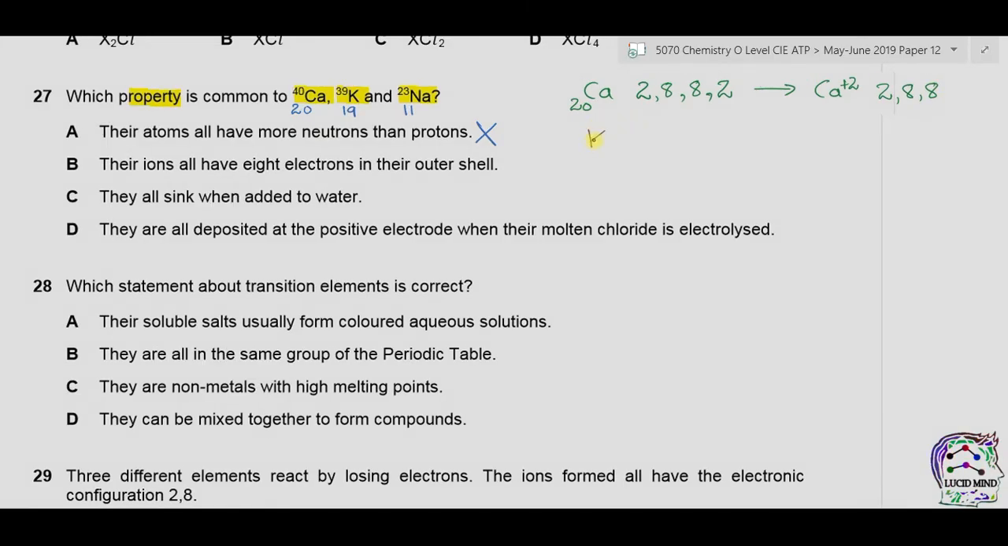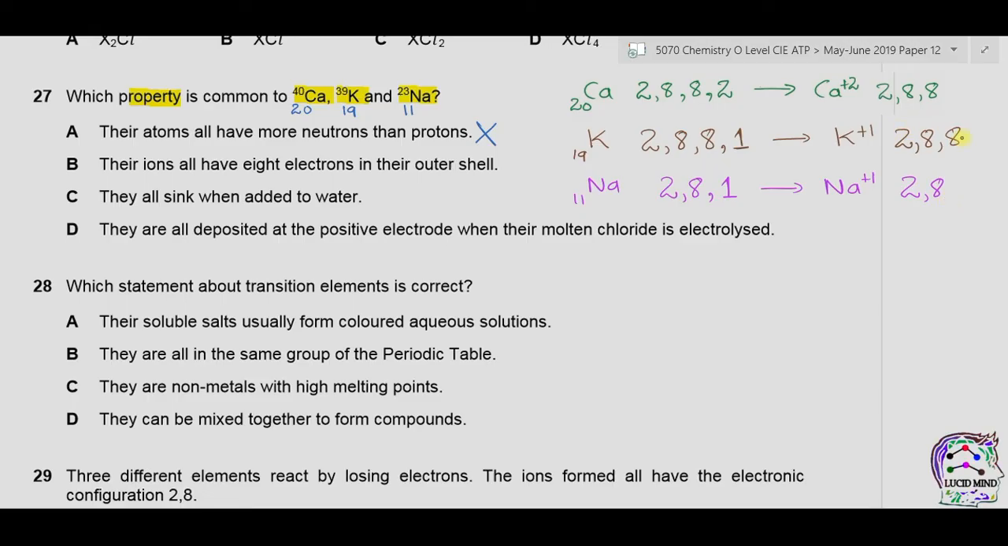Similarly for potassium, we have 2 in the first shell, 8 in the second shell, 8 in the third shell, and 1 in the fourth shell. As it belongs to group 1 of the periodic table, it will lose 1 electron and the electronic configuration left behind will be 2, 8, 8. Similarly for sodium 11, we have 2 electrons in the first shell, 8 in the second shell, and 1 in the third shell. So as it belongs to group 1, it will lose 1 electron and the electronic configuration left will be 2, 8.